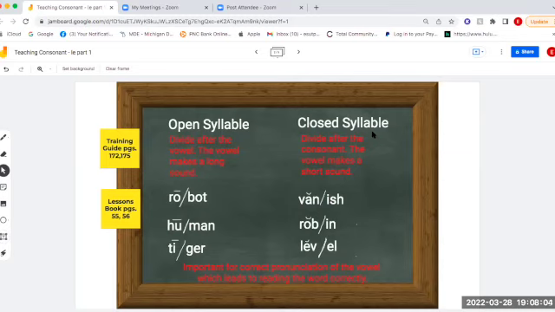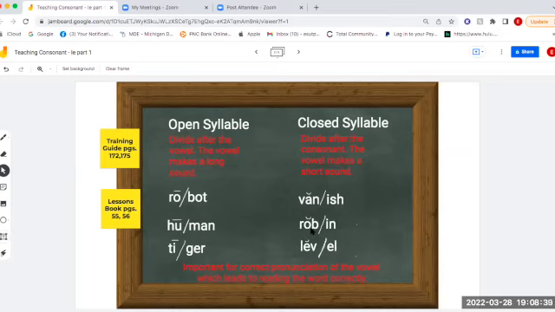On this side, we have our closed syllables, and this is where the word is divided after the consonant. So when you divide it after the consonant, the vowel is closed in, and it makes a short sound. So in the word vanish, we divide the word after the N, that consonant, so that A is going to say its short sound, van, vanish. In robin, we divide it after the consonant. That consonant closes in that vowel, so that O says its short sound, rob, robin.